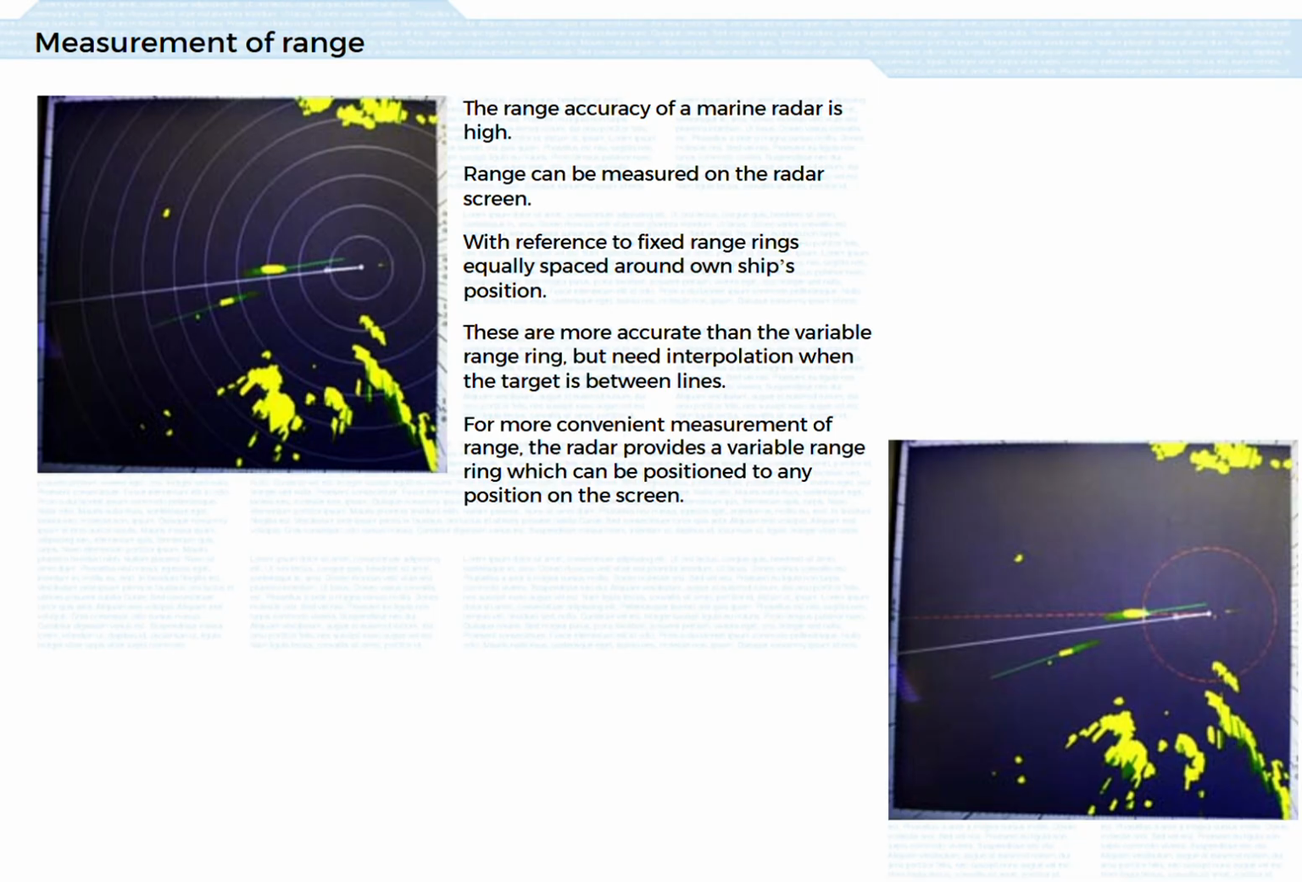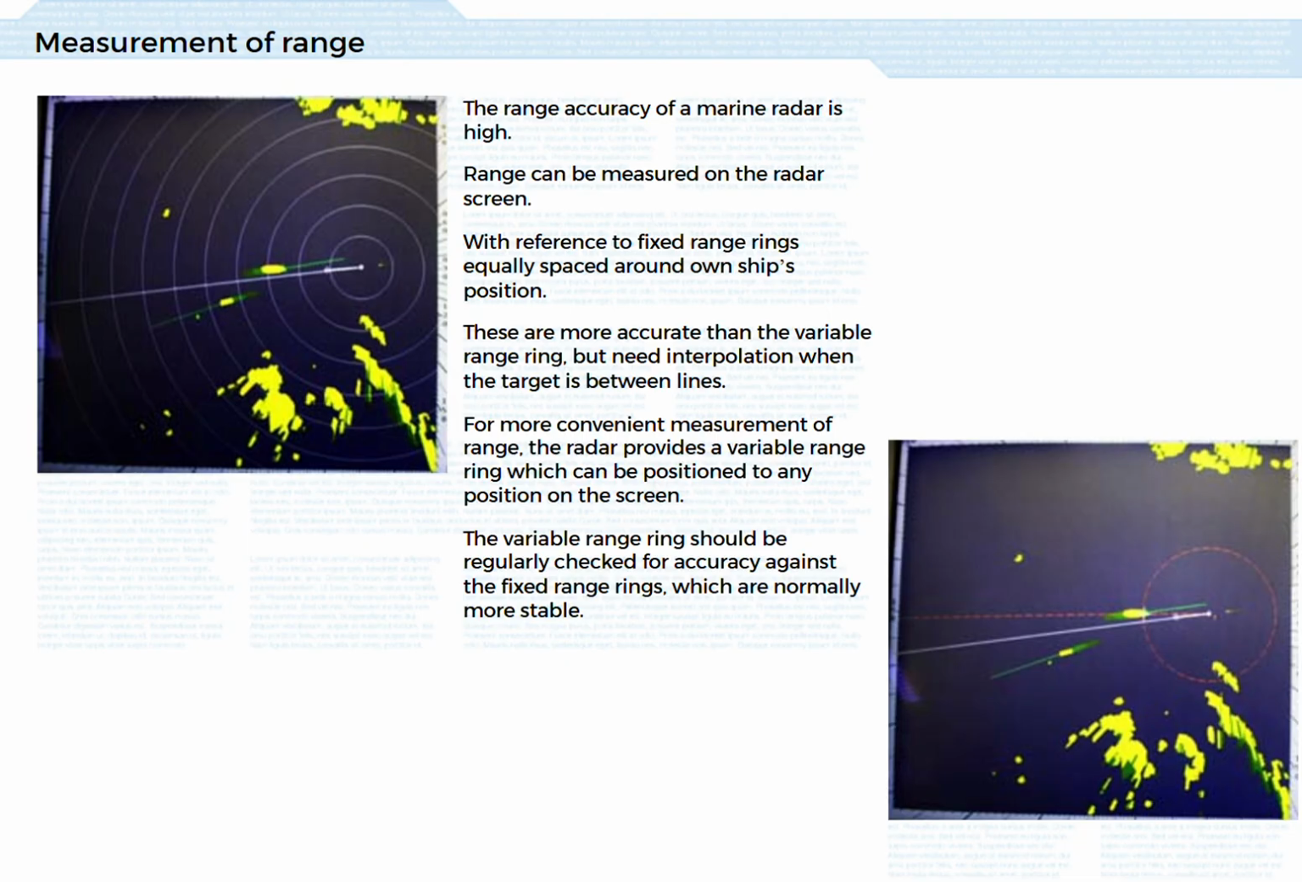on the screen. The variable range ring should be regularly checked for accuracy against the fixed range rings, which are normally more stable. The ring should be positioned onto the inner edge of the spot to avoid any pulse length distortion.